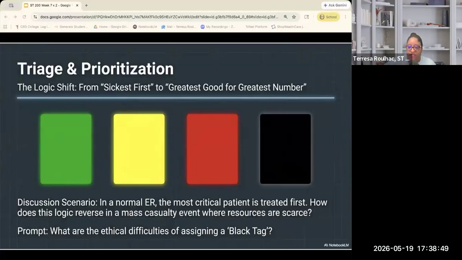Okay? Now, let's transition to this black tag over here. There are some ethical difficulties of assigning a black tag. Some things that go through the mind: withholding care, the emotional burden. We think of the family impact, moral distress. In disaster response, a black tag does not mean someone is unworthy of care. It means resources are redirected to maximize survival overall.